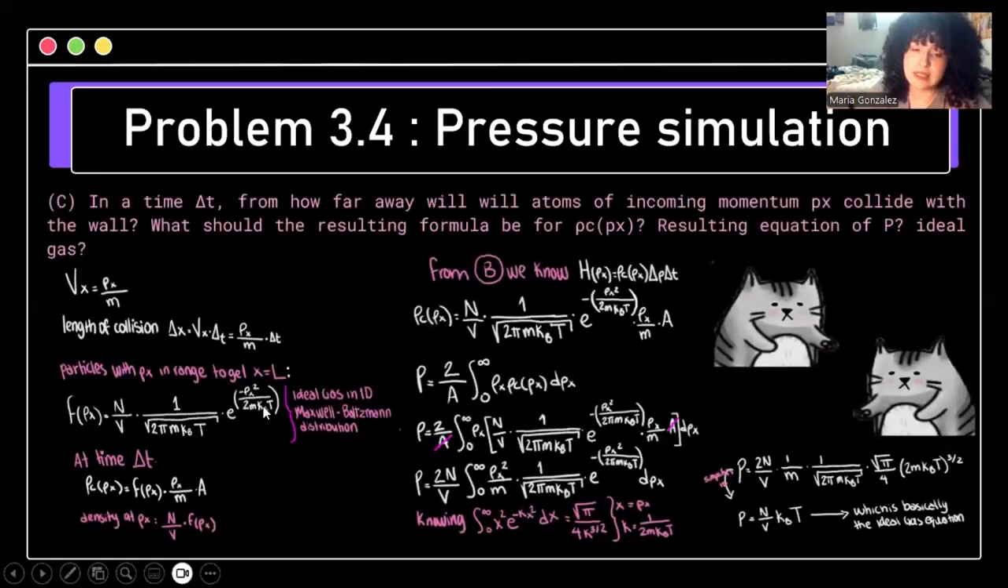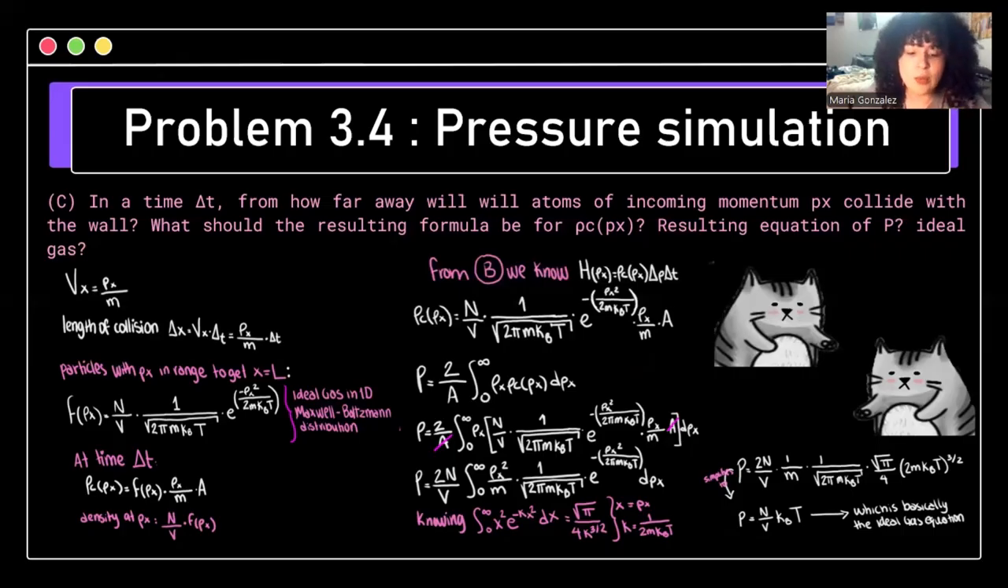For part C, this is also a derivation. Basically, they're asking us how to tie this simulated system to what we know about the ideal gas law. Now that we have talked about particles bouncing and transferring momentum, let's tie it to the ideal gas and the famous PV equals N k T using only microscopic reasoning.